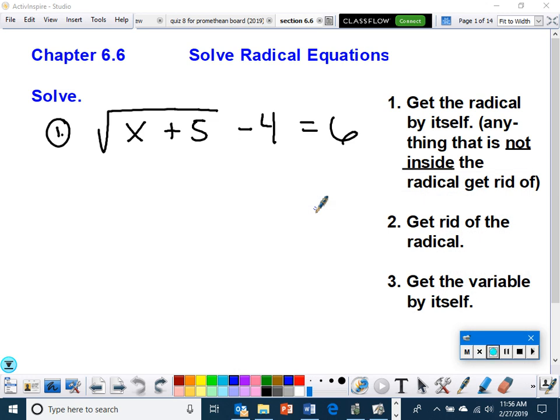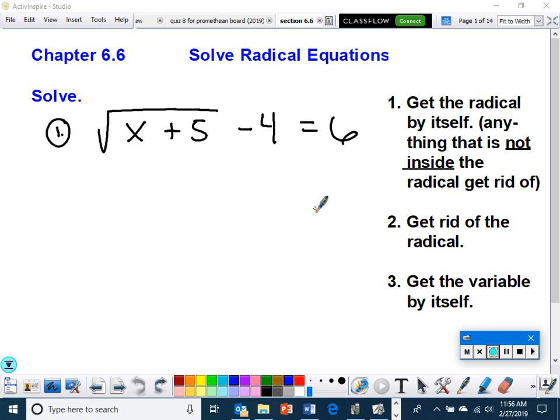Hello, ladies and gentlemen. Let us begin lesson chapter 6.6. This is the last section in this chapter for advanced algebra. All right, so we're going to solve some radical equations.